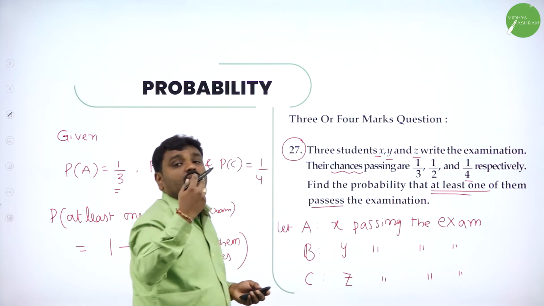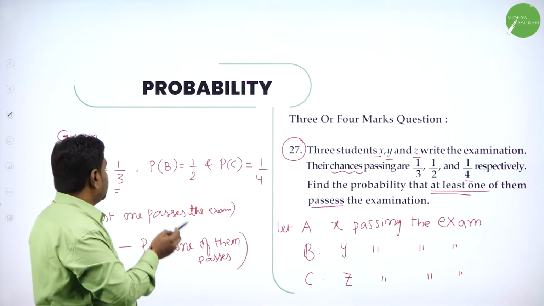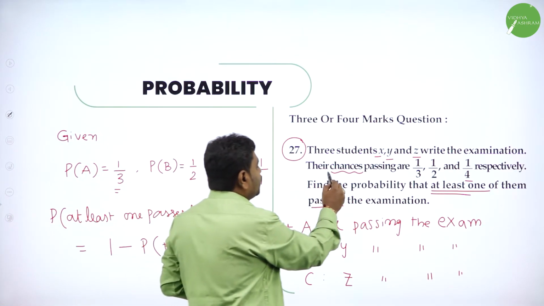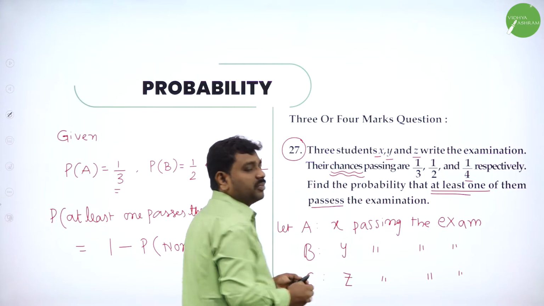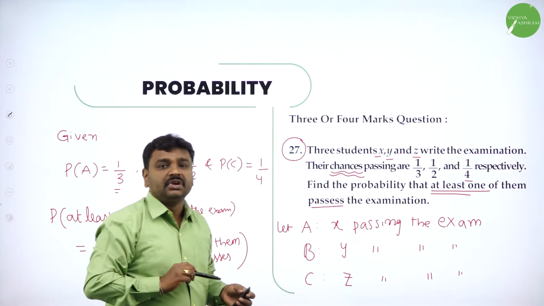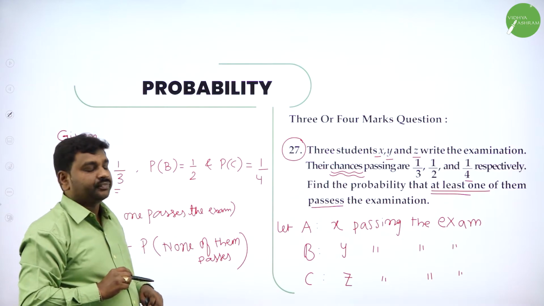Total minus no one. And they gave passing probability. Chances they gave. The word chance stands for what? Chance is also called probability. That is important. Once you know this basic, you can solve this problem. So now we are done with 27.